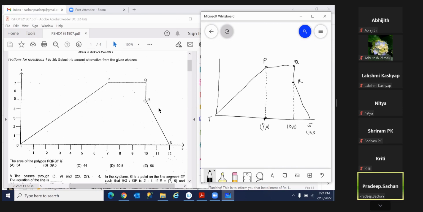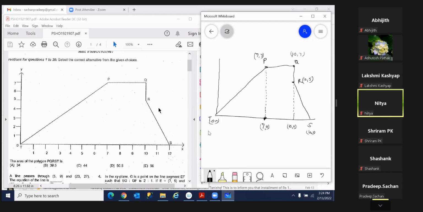Q is where? Q is at 7. So Q is at 10, 7. P is at 7, 7. No? And this is 0, 0. Something like this will be my coordinates. Is this clear to everybody or any confusion? Yes, sir. Now we can easily find the area because this will be a rectangle.